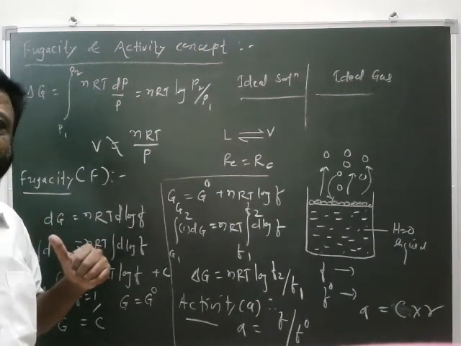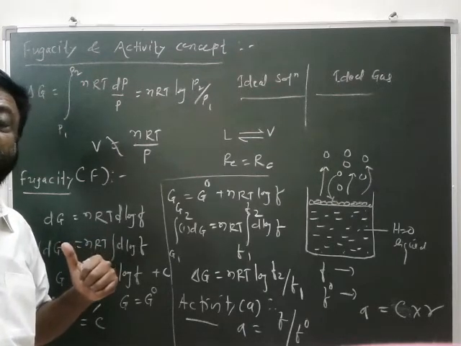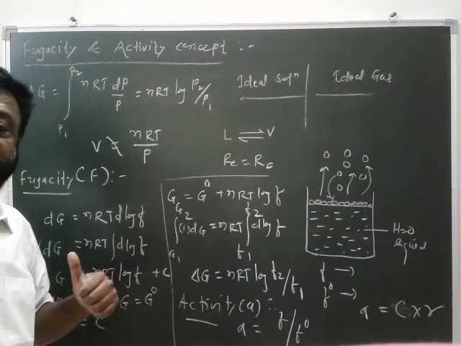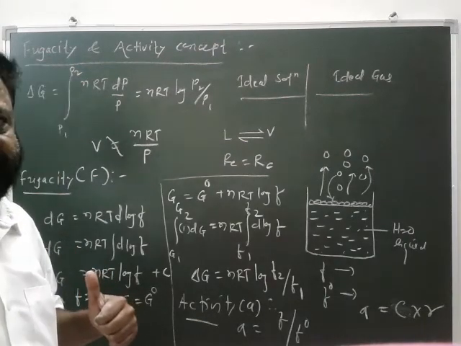Any one substance has a tendency to escape from its state, which is known as fugacity, and fugacity has the dimension of pressure.